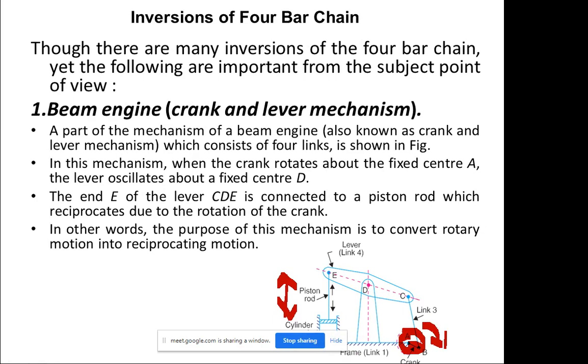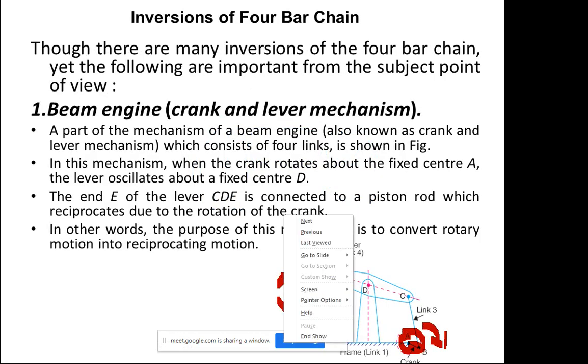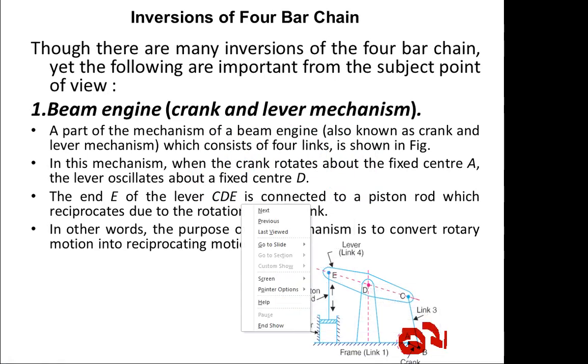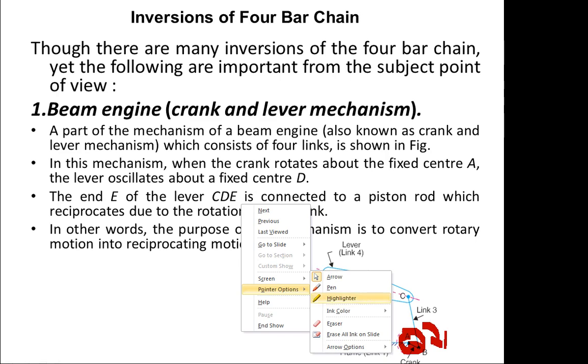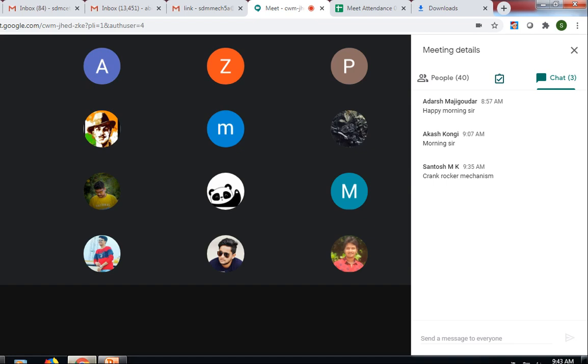Always you have seen that in a slider crank mechanism, the reciprocating takes place, rotation to reciprocating or reciprocating to rotation. But in the beam engine, the crank and lever mechanism, you can see this is an inversion of the 4-bar mechanism only, but still they have converted the rotary motion into reciprocating motion. So this is the example of the beam engine. I'll just show the animation about this.